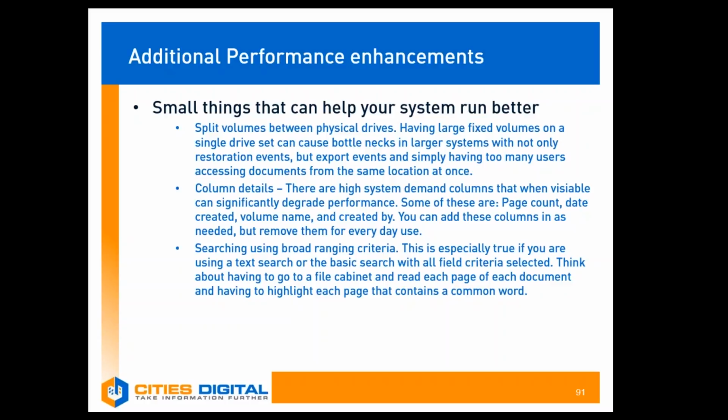All right, searching using broad-ranging criteria. This is especially true if you're using a text search or the basic search with all field criteria selected. Think about having to go to your file cabinet and read each page. We already kind of covered this in the beginning. Narrow your searches. Don't do wide-ranging searches across the entire repository because it'll take a lot longer to perform those searches when you're really only interested in finding a social security number, which is a field, not necessarily a piece of text that we're trying to find. Just use the proper search.